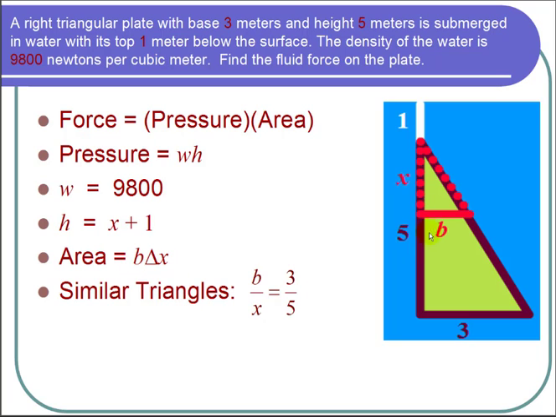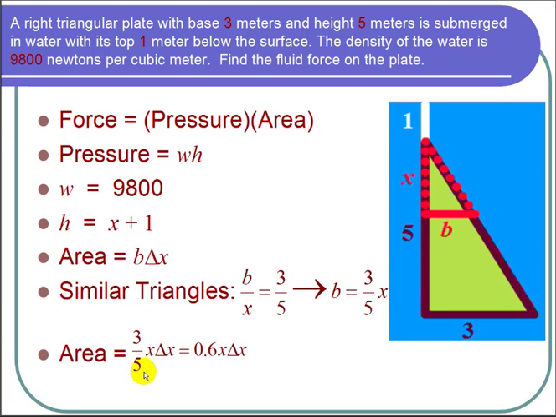Now we've got to find out b in terms of x, and we use the method of similar triangles. We can say that b is to x as 3 is to 5. And then solving for b, we get that b is equal to 3/5 x. We can use that now to get the area. We see that the area is equal to 3/5 x times delta x. I put this fraction into decimal form to make it easier later on and write it as 0.6x times delta x.